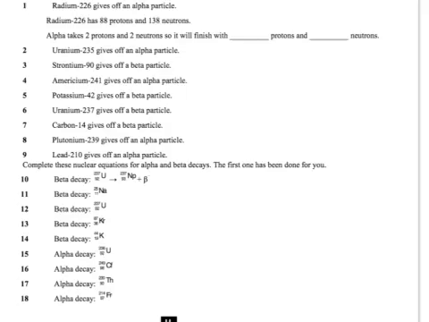So let's have a look at the changing atomic identity sheet, which a few people are saying they got stuck on. So radium-226 is the first example. It gives off an alpha particle. Radium-226, if you do the calculations, has got 88 protons and 138 neutrons.